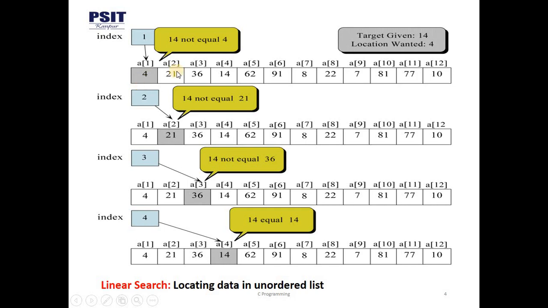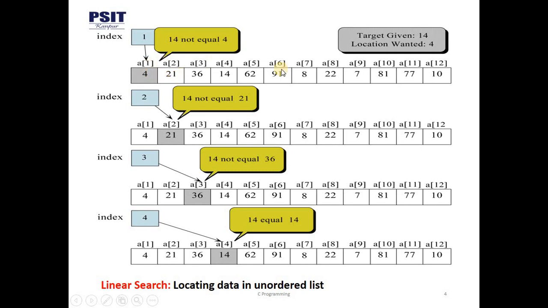Here I have an array where various elements are stored in any random order, as shown in this figure: 4, 21, 36, 14, 62 and so on. Notice that this is not a sorted array. Elements are in any random order. Let's say the array name is a. These are the indices 1, 2, 3, 4, 5, 6 up to 12. So actually there are 13 elements in this array a.